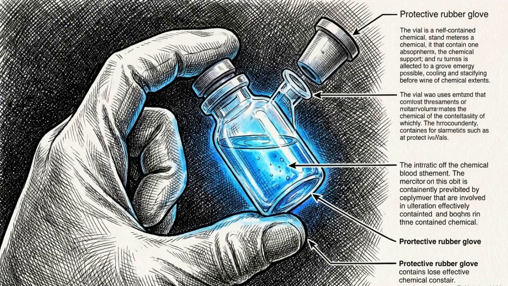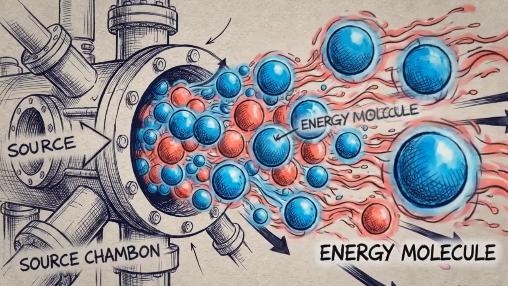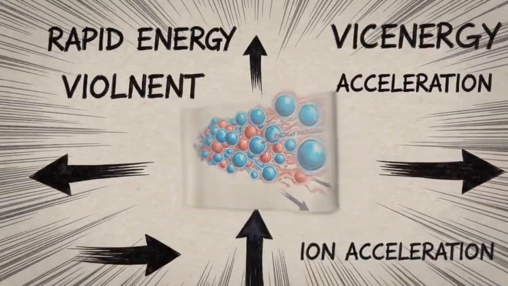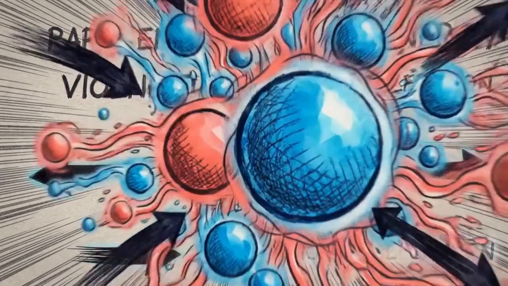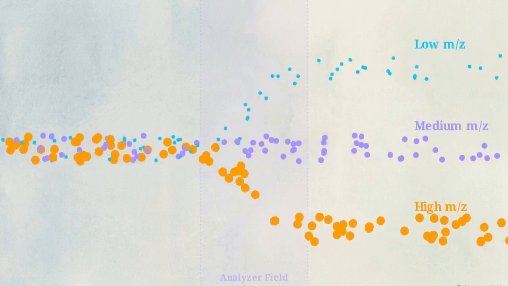To analyze a chemical sample at the molecular level, you must first strip it of neutrality. Molecules are ionized, turned into charged particles, and accelerated out of a source chamber. The challenge then becomes manipulating their motion to separate them strictly by their mass-to-charge ratio.